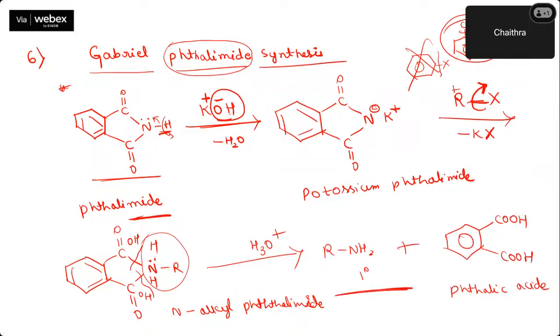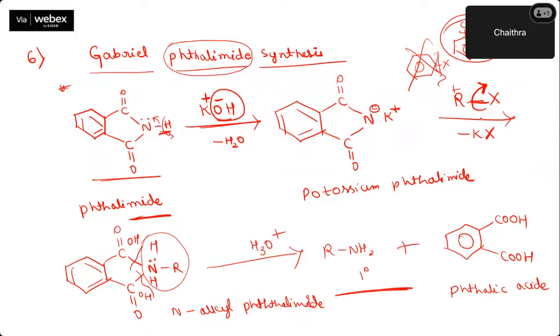Now my question is, can you prepare primary aromatic amine here? For preparing aromatic amine, aryl halide should be there. I already told you it cannot be taken because you can't cleave the bond. So can you prepare primary aromatic amine? The answer is no. So please remember.